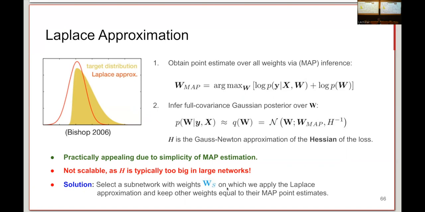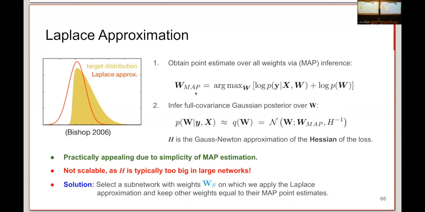The advantage of the Laplace approximation is that to implement it, you already need to find some point estimates for the weights, no? Because you just train your neural network normally and you find some W map. And because you already have point estimates for the weights, you already know how to fix the weights that are not part of your subnetwork, no? You just leave them at the point estimate that was obtained before. So this is how this method works.